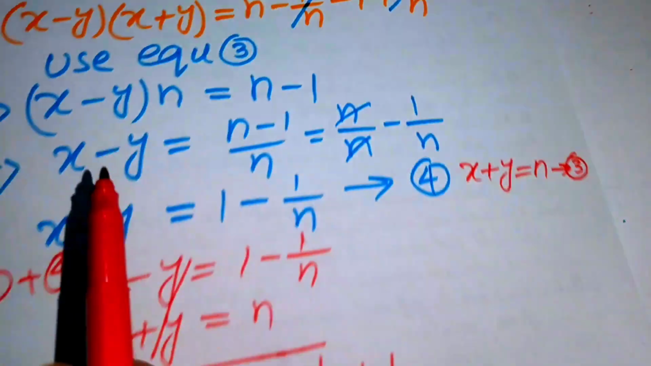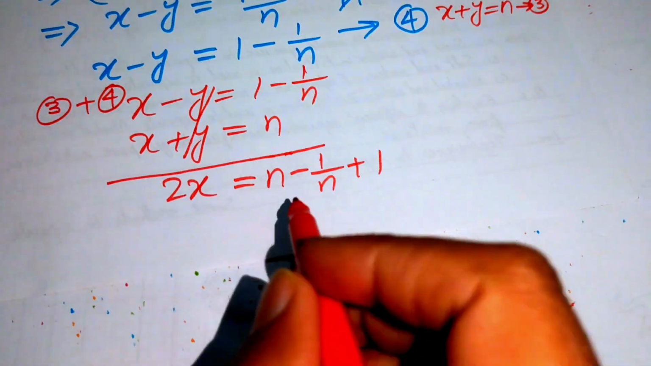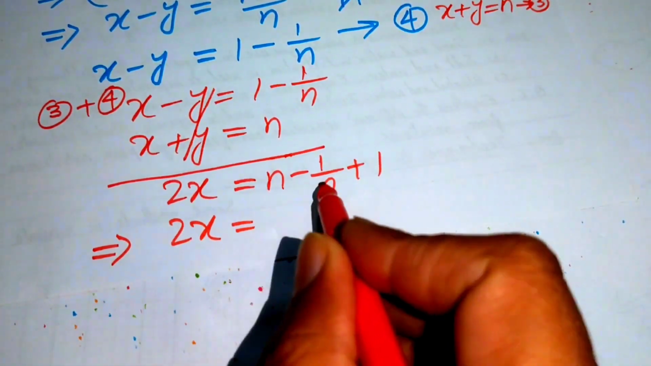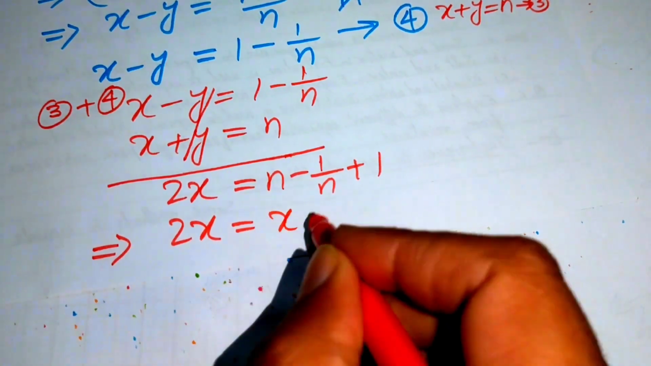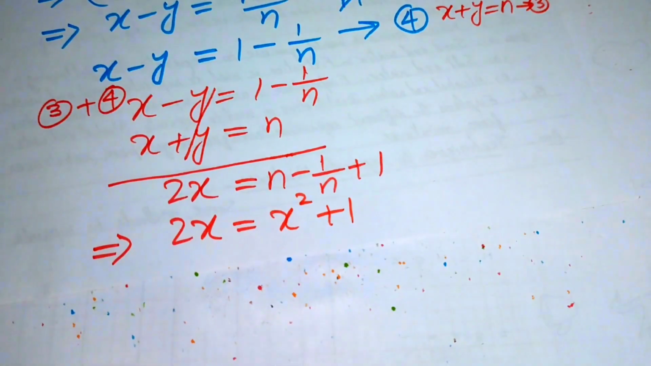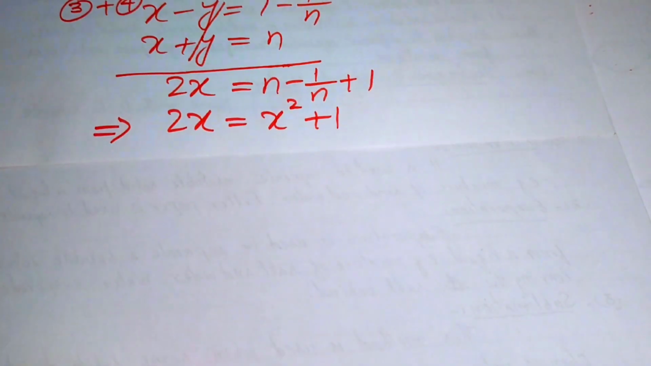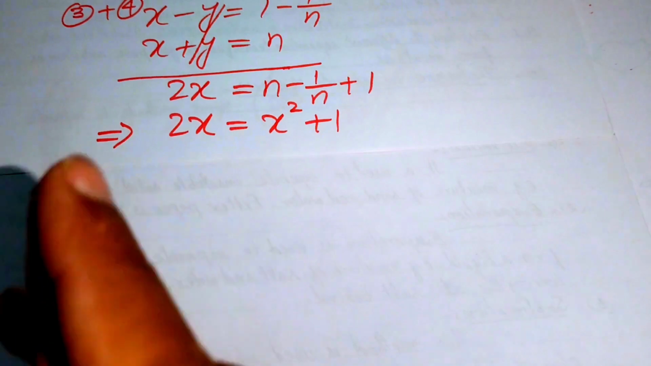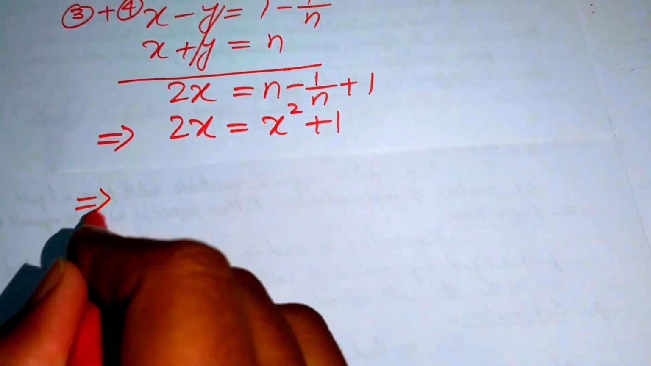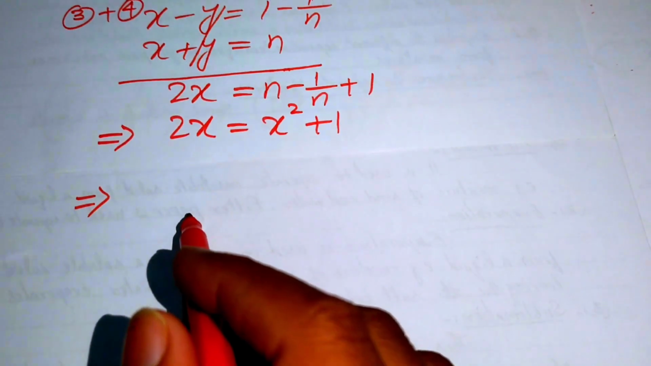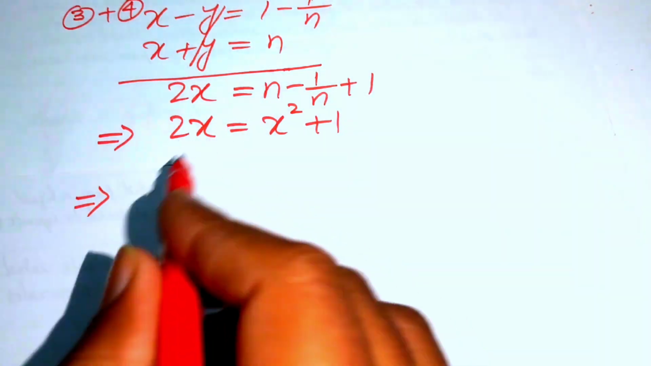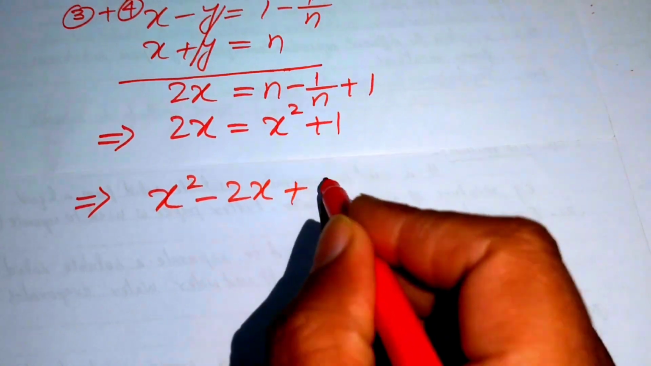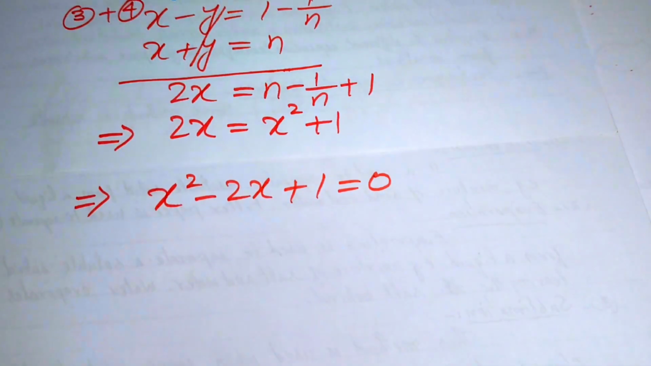So we put the value of (n-1)/n here. This implies that we have 2x = (n-1)/n = x² + 1. And now in the next step we rearrange this term, and we get a quadratic equation in standard form. So we move this 2x to the right hand side, and we get x² - 2x + 1 = 0.